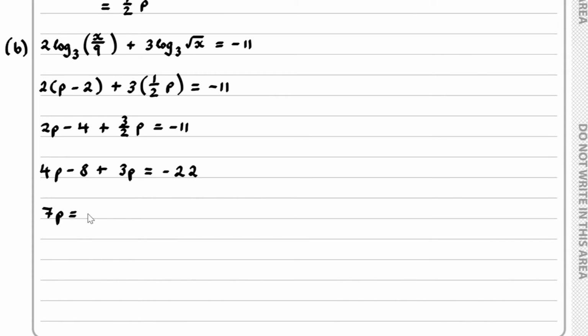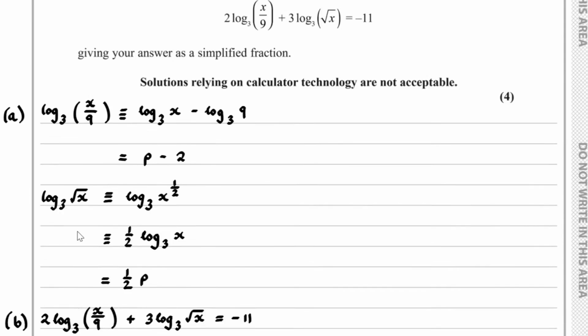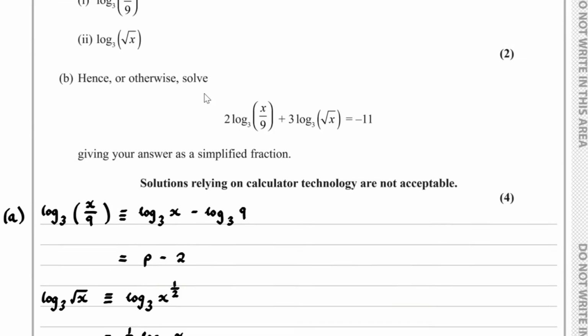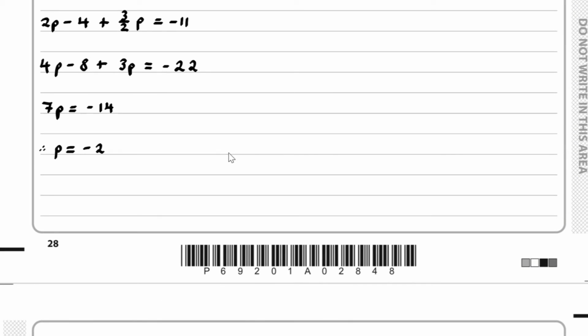7p is equal to -14. That means p is equal to -2. Now we weren't after the value of p, we were after the value of x. So now I have to use the fact that p equals log base 3 of x to find out what x is.